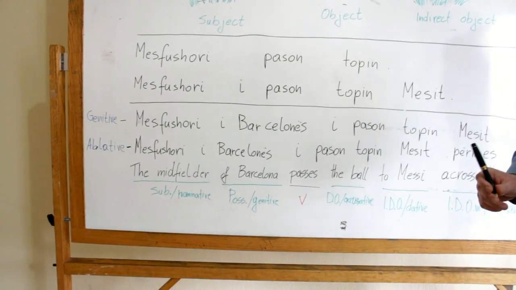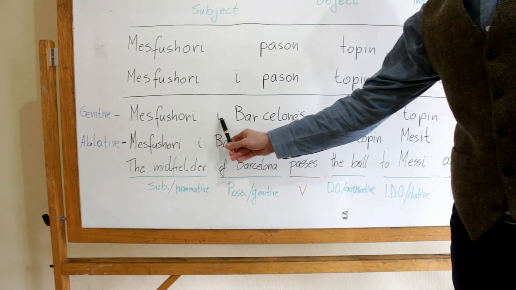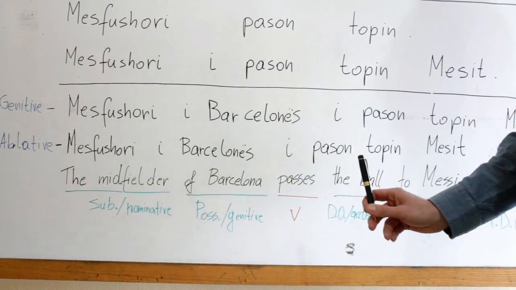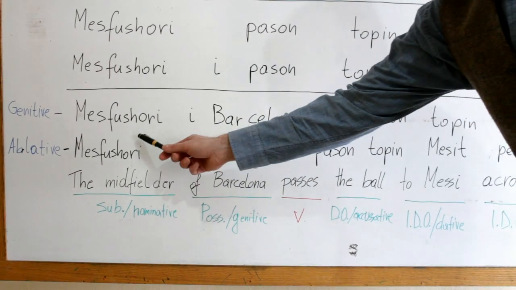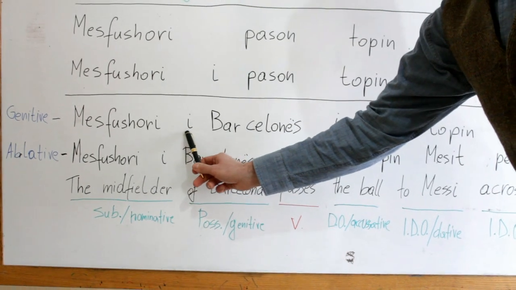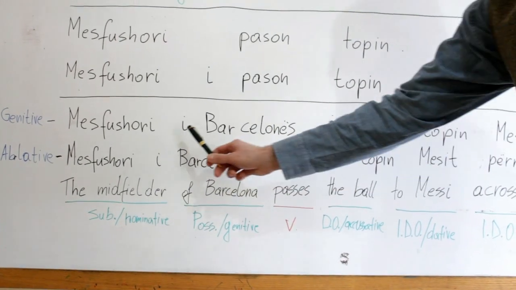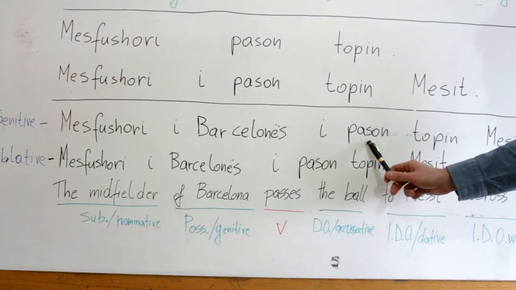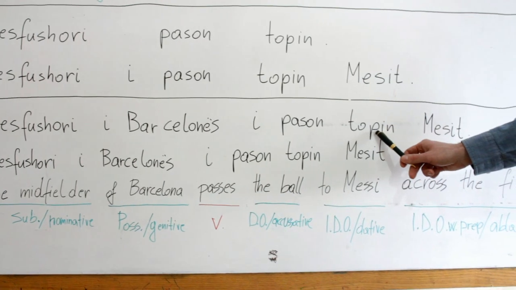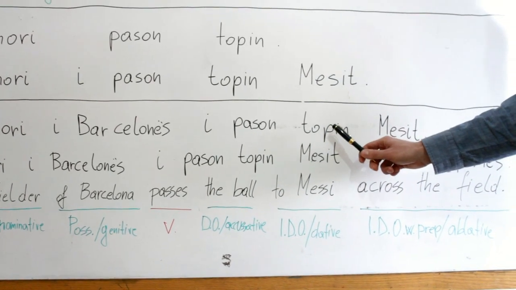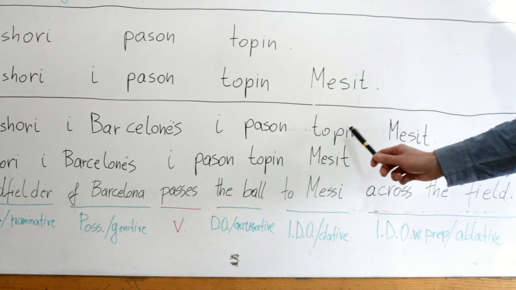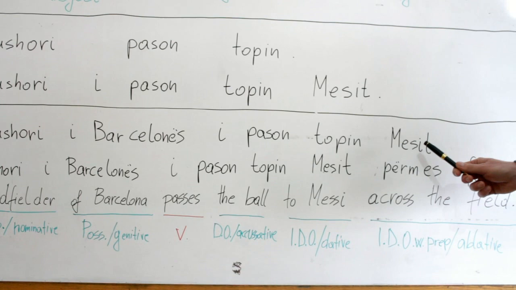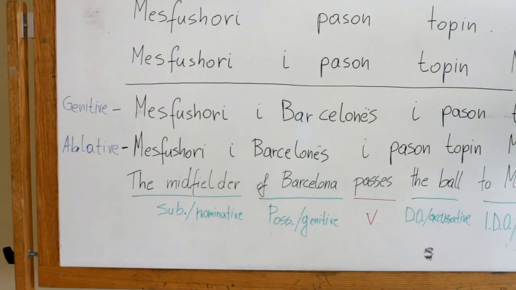So we see here our genitive comes in with the article i and Barcelona with the -es ending. So we still have subject mesfushori with -i, i Barcelonës, article plus -es, again a clitic, our verb, still topin. This is now, we can call it our accusative case with -in, and Messi, our indirect object. This is acting as our dative.